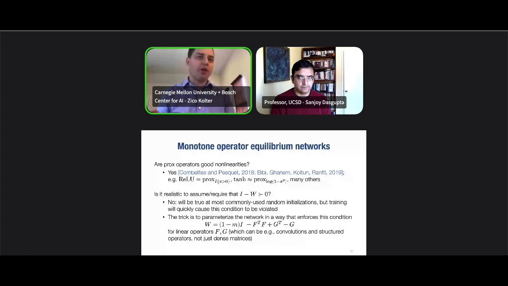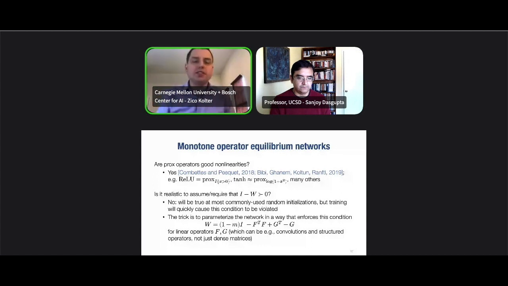It's hopefully very apparent that the prox operator for the indicator of the positive set is the ReLU. The prox of an indicator is a projection operator, so the ReLU is the projection onto the positive orthant, which is exactly the prox operator for this indicator function. So that is an exact one. It turns out you can also very closely approximate most other nonlinearities actually used in practice. Like a softplus, you can approximate with a log function. A tanh you can approximate as the prox of the log of 1 plus x squared.